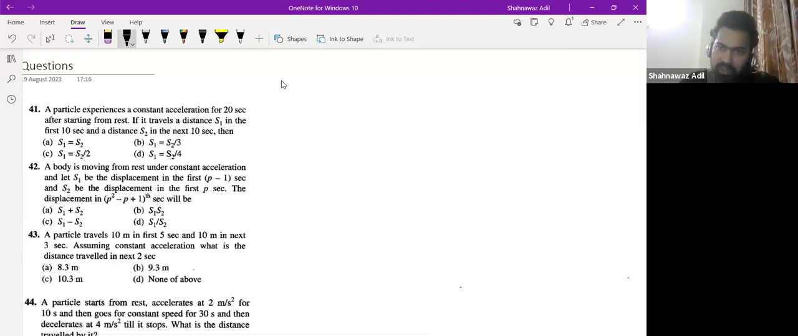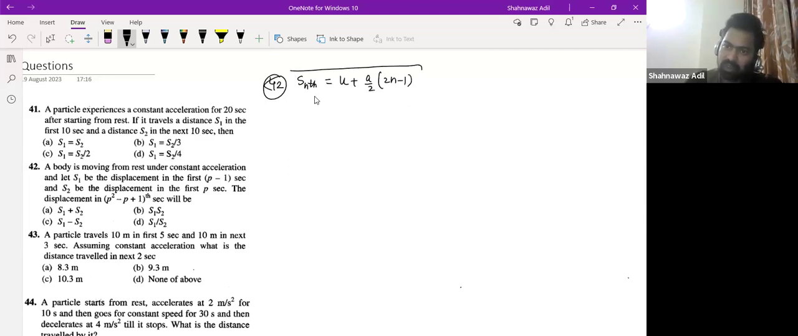So this 42nd one. So this is the question and it is related with the nth second. So this formula we have to remember. This is u plus a by 2, 2n minus 1. So this we have derived, right?